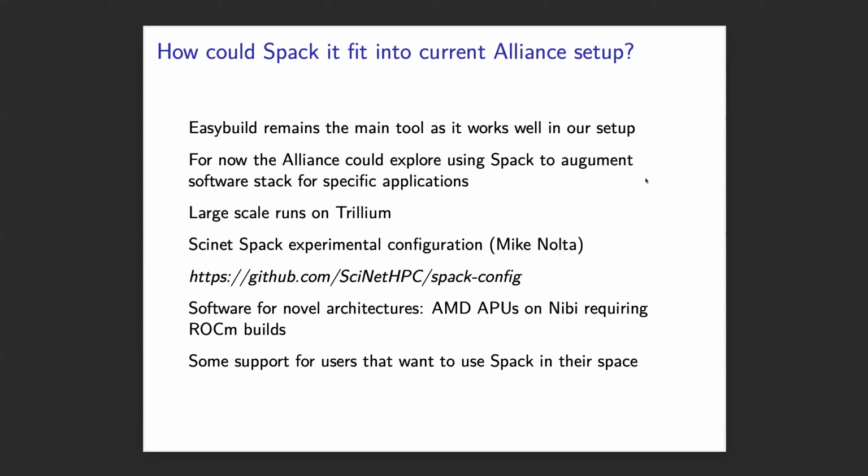But what we could do with Spack is maybe find some niche uses for it. I'll give you an example. On Trillium, which is our large cluster, sometimes there are events where the cluster is reserved for running very large applications. And for this, you sometimes need to build a special software stack to run just those applications. For this kind of special use, building a limited software stack, Spack might be a more convenient way to do it. And in fact, SciNet has an experimental Spack configuration. This was an effort led by Mike Nolta. So if you want to check that out, here's a GitHub link. So that would be one way to do it.